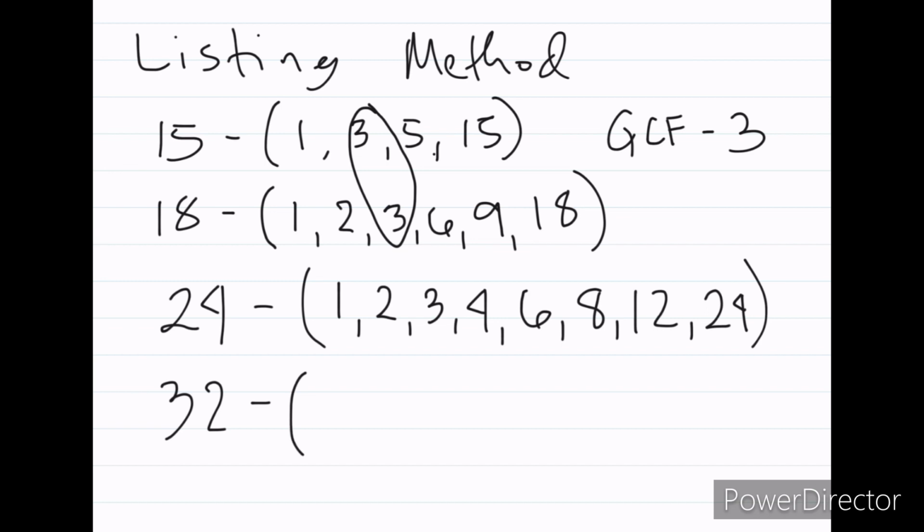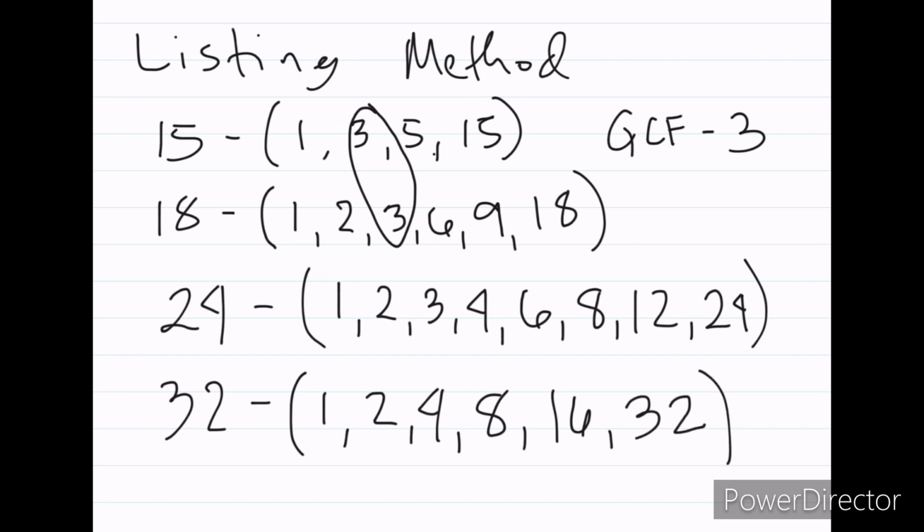How about 32? So 1, 2, 4, 8, 16, and 32. So these are the factors of 32. 1 times 32 is 32, 2 times 16 is 32, and 4 times 8 is 32.